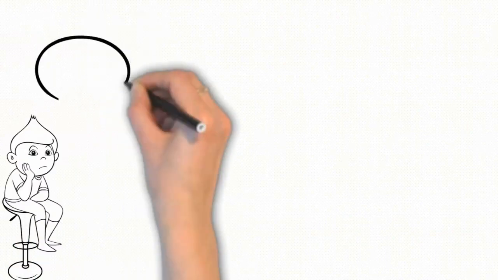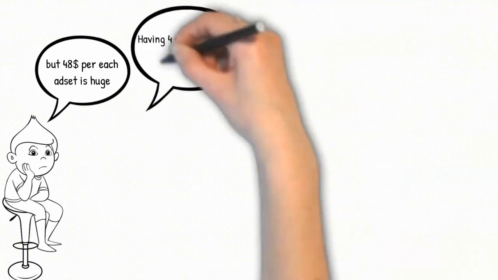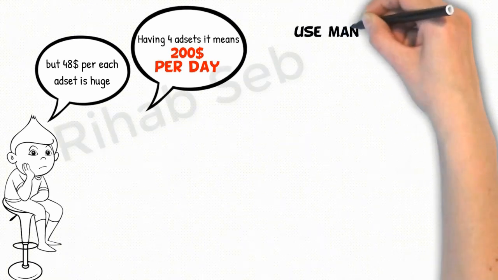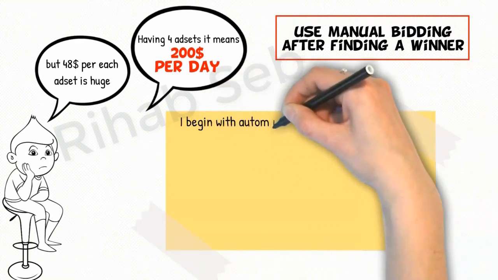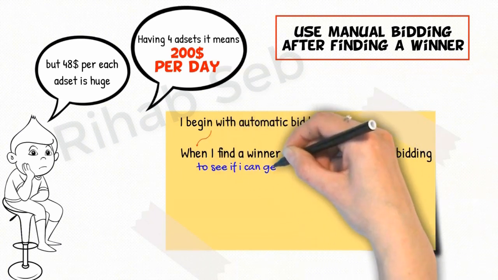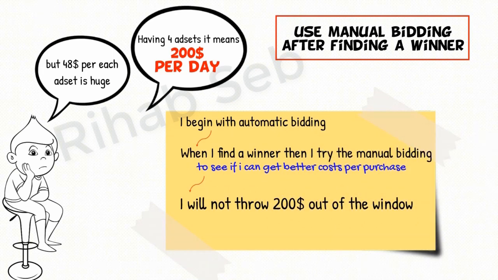Some of you will tell me, okay, but $48 for each ad set is huge. Having 4 ad sets, it means almost $200 per day. Don't panic, I will explain why. Personally, I only use manual bidding after finding a winner product. So first, I begin with automatic bidding. When I find a winner, then I try the manual bidding to see if I can get better costs per purchase. Which means, when I put $200 per day, I don't have a huge risk because I know it will sell, and I know that I will not throw these $200 out of the window. And this is what I recommend you to do.